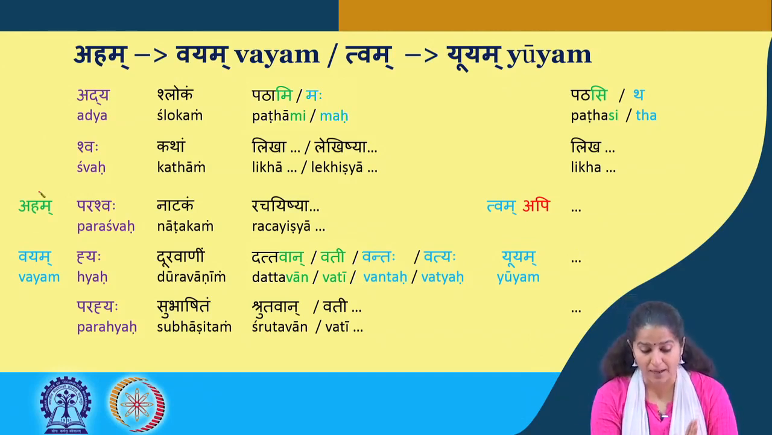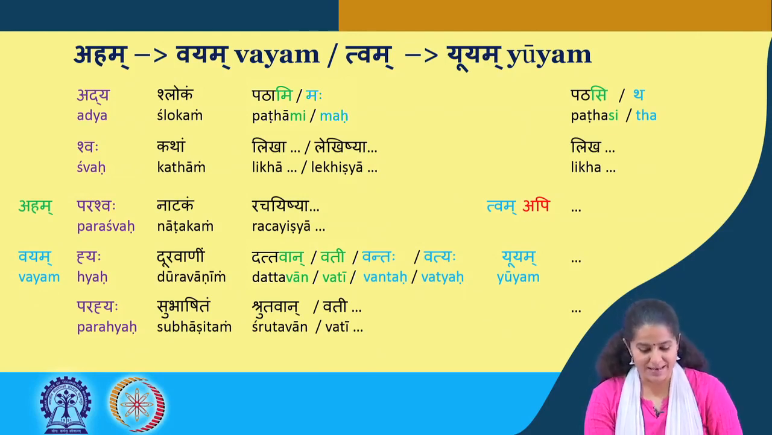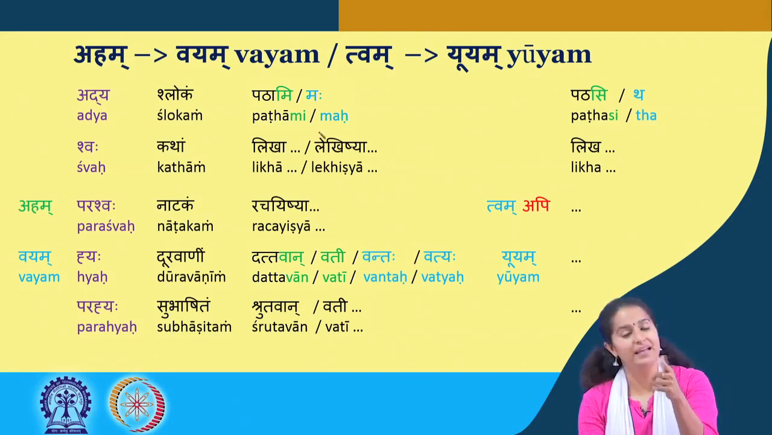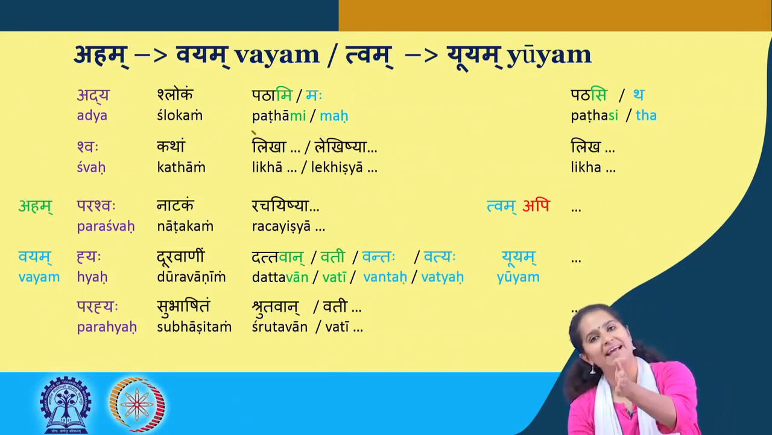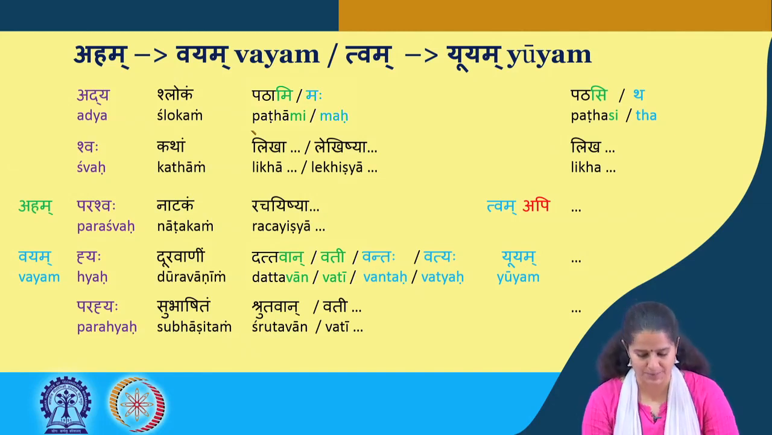So aham adya shlokam patami, plural, uttamam, vayam adya shlokam patamaha. Next, aham shwaha katham likhami, vayam shwaha katham likhamah or lekhishyamah. So the present also gets used for the future, as we've already seen before, but you can definitely practice with the correct future tense as well.